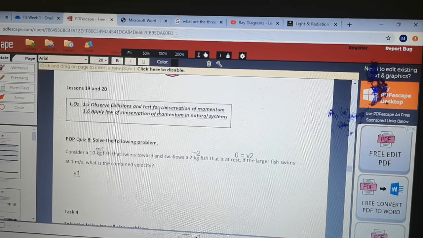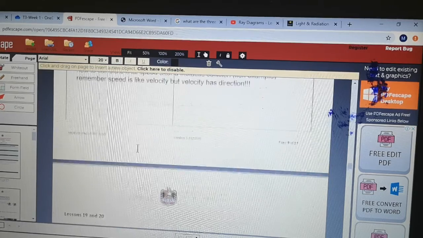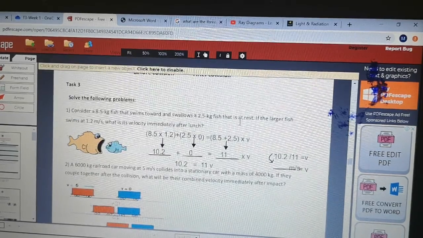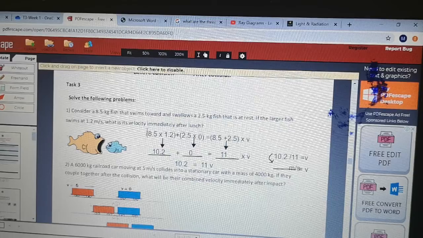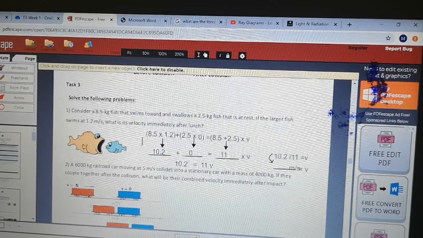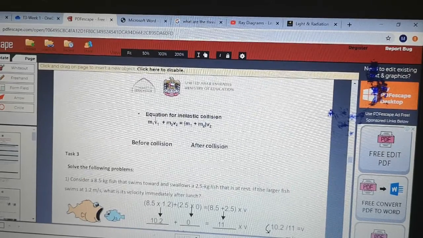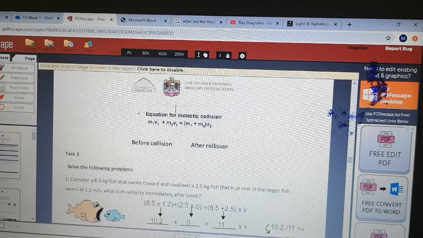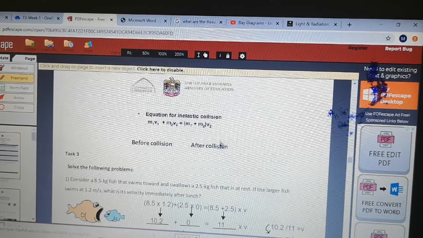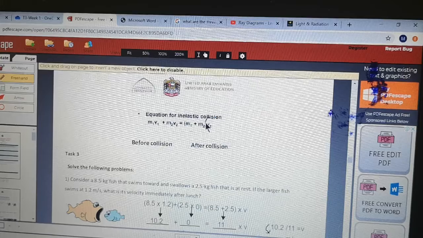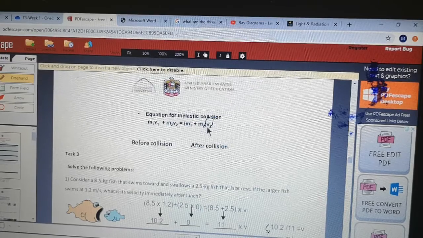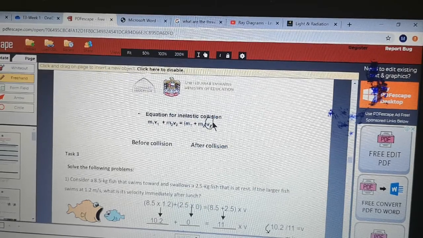Put those numbers in the equation. See if you can use the method that we learned here. It's the same problem but with different numbers, okay? So use the same method as task 3. We're putting just the numbers into this formula and solving for this V. Don't call it V2, just call it V.